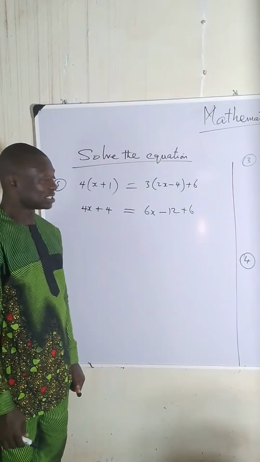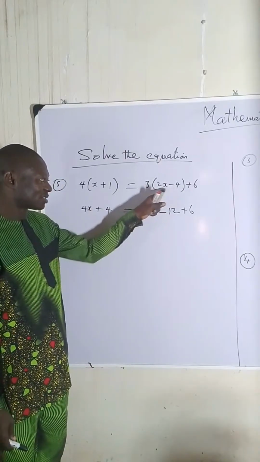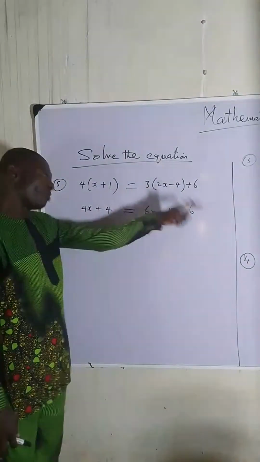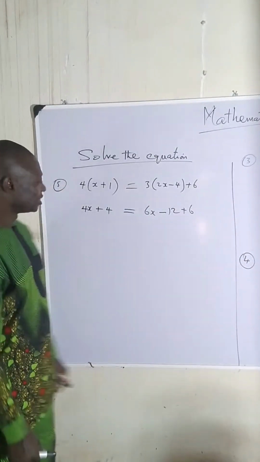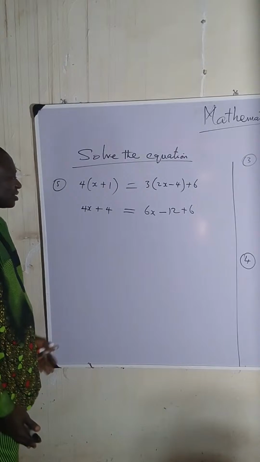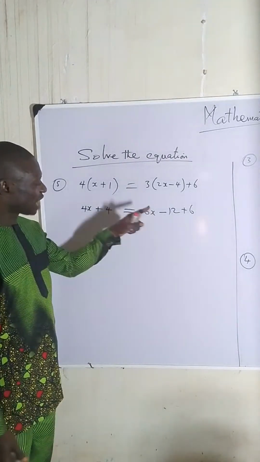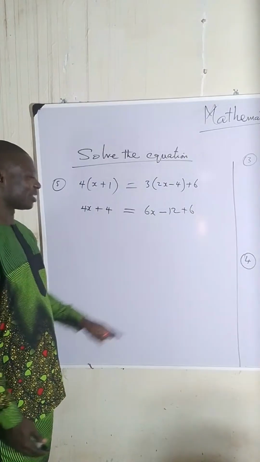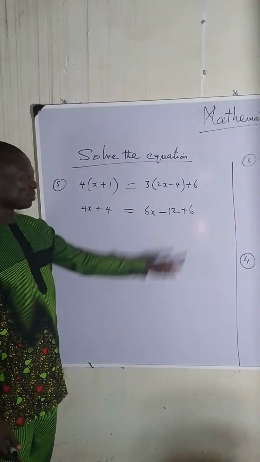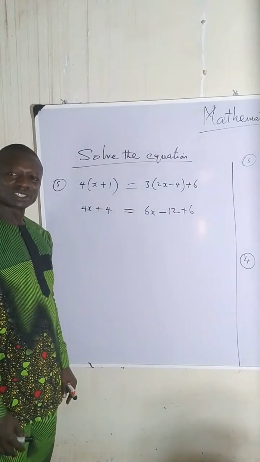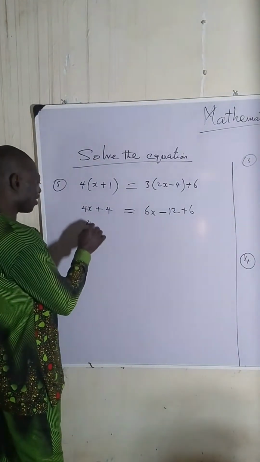Brackets, in other words, mean multiplication. Now we have opened the bracket and we collect like terms. If we like, we do it together. If we like, we collect it across quickly, because we know that minus 12 plus 6 will produce minus 6. And so, on the left hand side, we have 4x plus 4.